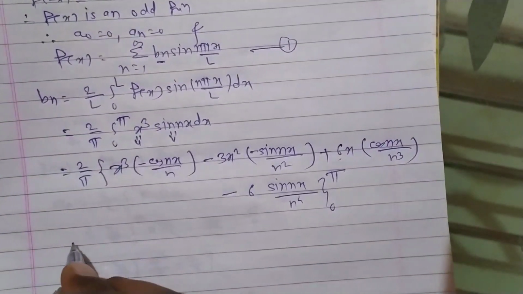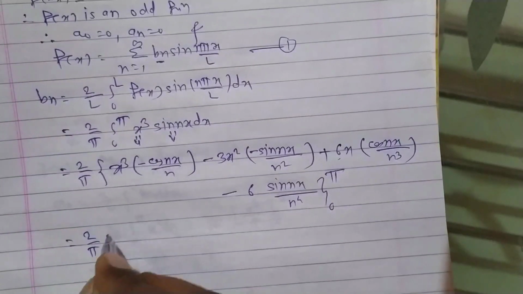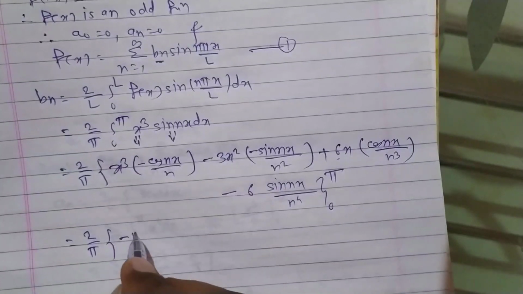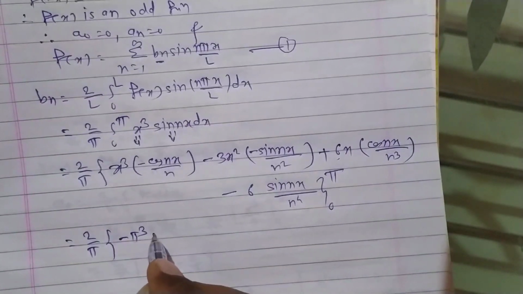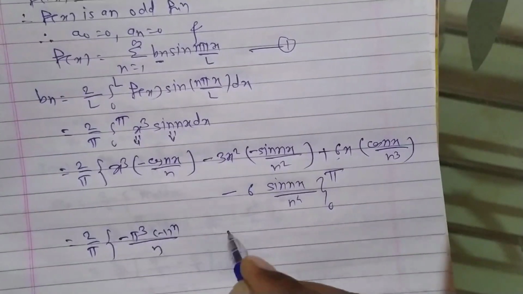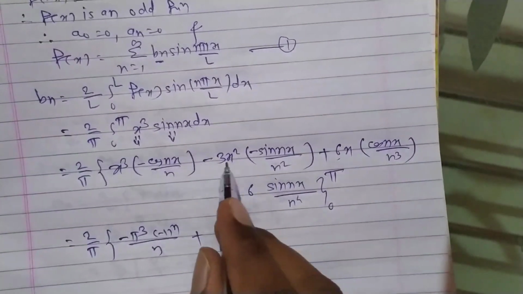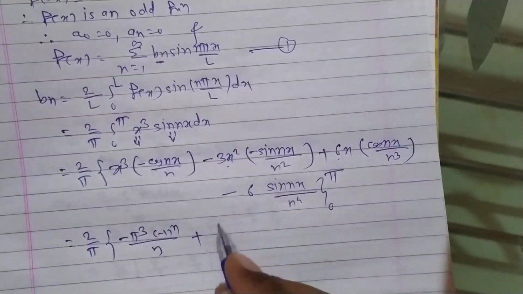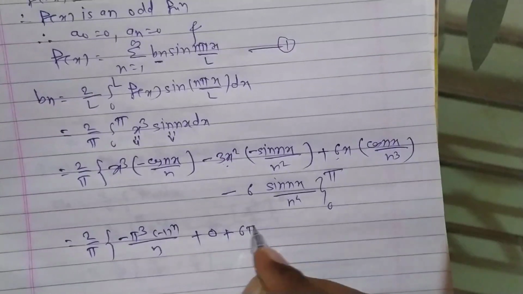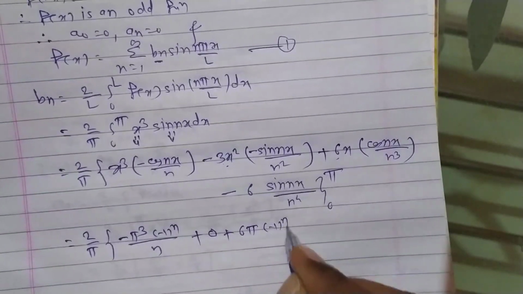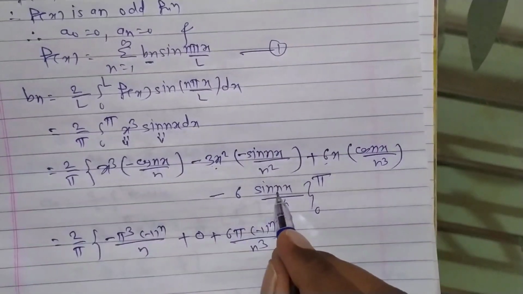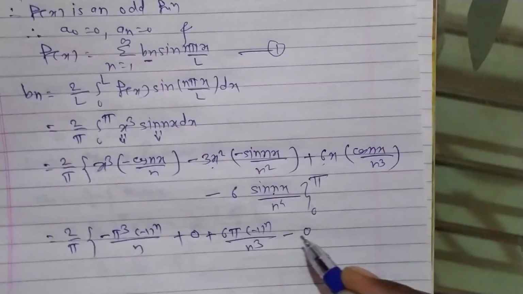So if you put the upper and lower limit here, for the upper limit x is equal to pi, we get minus pi cube into cos n pi. Cos n pi is minus 1 raised to n upon n, minus minus plus 3 pi square sin n pi. Sin n pi is 0, plus 6 pi into cos n pi. Cos n pi is minus 1 raised to n upon n cube, minus 6 into sin n pi. Sin n pi is again 0. So this is the upper limit.